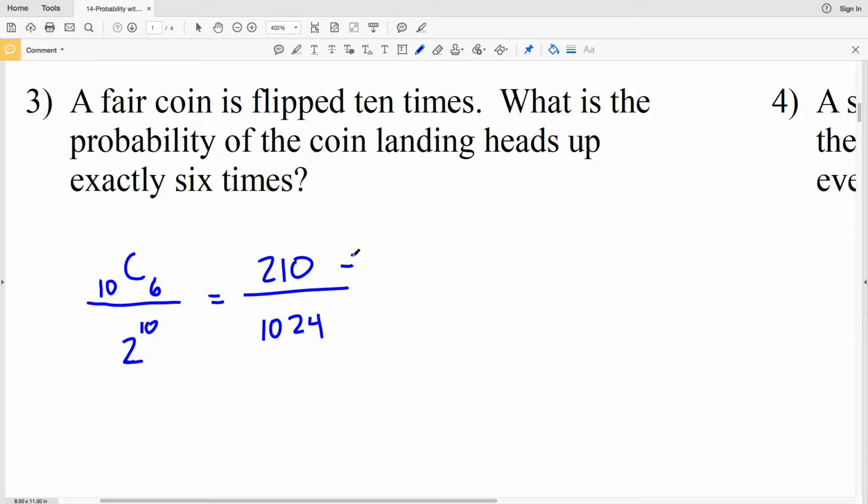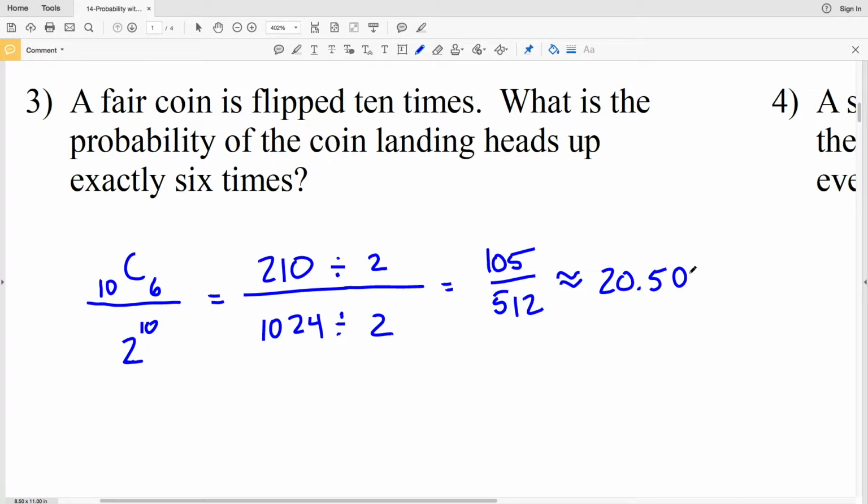Both of those are divisible by 2, so simplifying this fraction, 210 divided by 2 is 105, and 1024 divided by 2 is 512. If we take 105 and divide it by 512, we get approximately 0.20508, which when converted to a percentage is 20.508%. Because we're calculating the decimal of this fraction and then moving that decimal point over 2 times to the right to get it in percent form, or simply multiplying by 100.